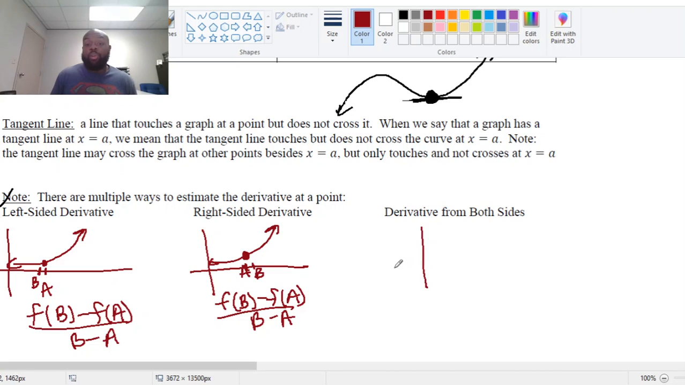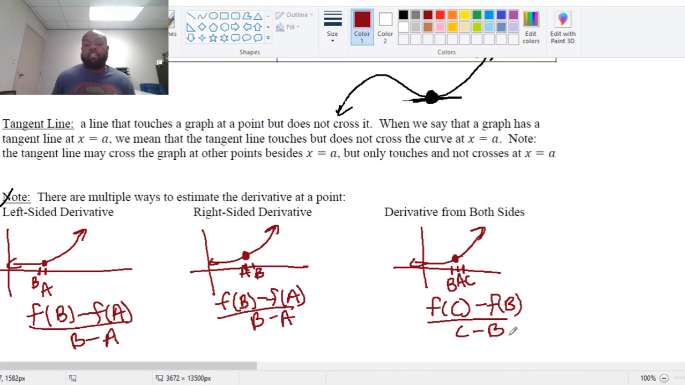And then the last way, you can do the derivative from both sides. And so if I want to find the instantaneous rate of change, or f prime of a, then I can pick a b that's close to a on the left of a, and then I can pick a value that's close to a on the right side of a, right? So I can do f of c minus f of b all over c minus b, right? So there are multiple ways that you can calculate this derivative. The choice is yours. If we don't say calculate a left-sided derivative, choose whichever one. If I don't say do it from the right side, choose whichever one that you want to do, and that can give you an approximation for your derivative.